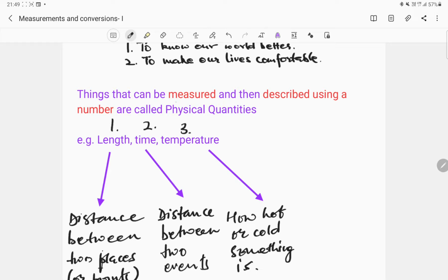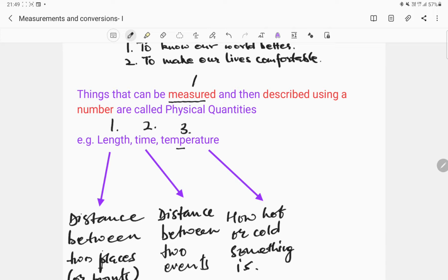Now, why do we call them physical quantities? Because we can measure them. Can you measure the length of something? Can you measure the length of, let's say, your room or the length of the table? Yes, you can, using a scale. Can you measure time? Yes, we can measure time using a clock or a watch. And can we measure temperature? We can measure temperature by using a thermometer, right?